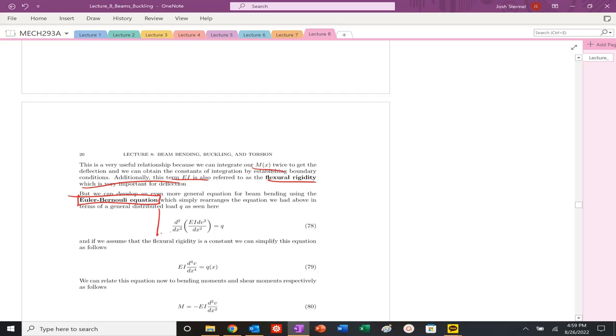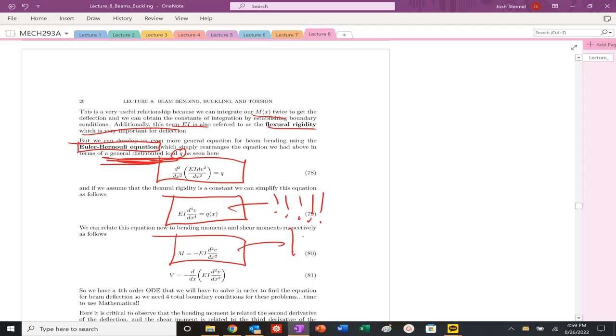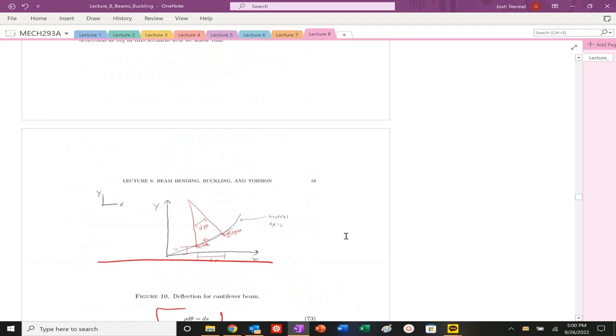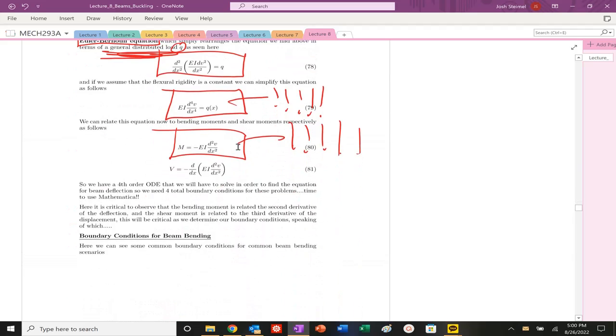But we're going to solve beam deflection in this class using the Euler-Bernoulli equation. It's a fourth order ODE, where Q of x here is the load in general. It's a general distributed load, but we can model point loads as well. And we also see that our bending moment is proportional to the second derivative of our expression for that deflection, v of x. So bending moment is proportional to the second derivative. Our shear force is proportional to the third derivative.